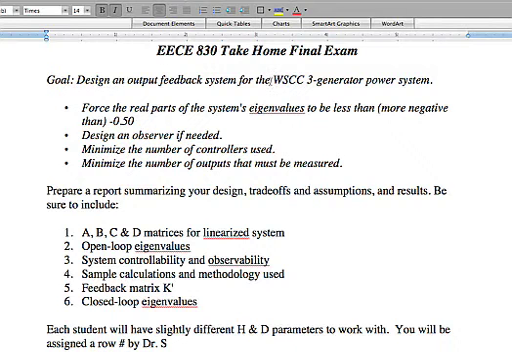So you're designing a feedback system for the WSCC system, and you need to try to force the outcome values to be more negative, or less than negative 0.5. Design an observer if needed. If you design an observer, then it's not necessarily an output. Your system is still just taking the outputs, but if you design an observer, then you will have to do a state feedback, and also try to minimize these things.